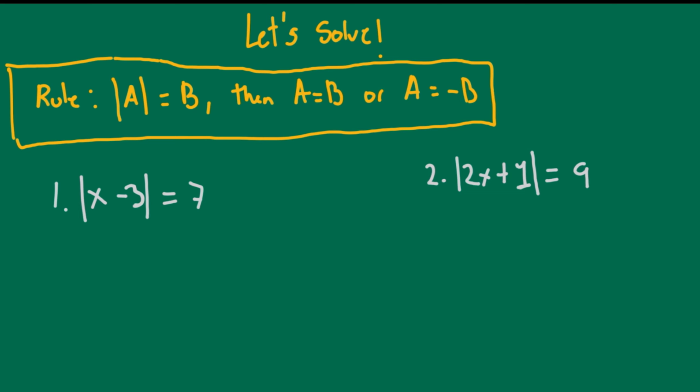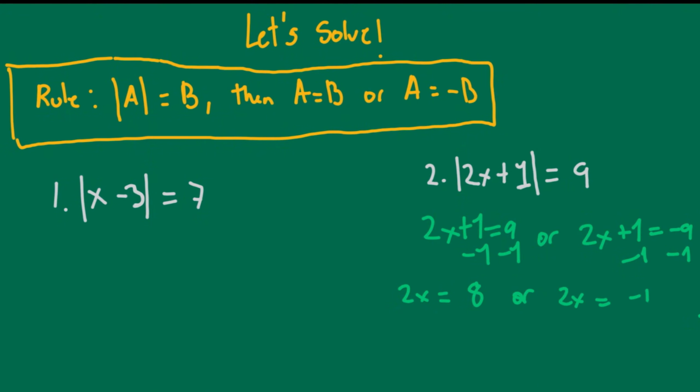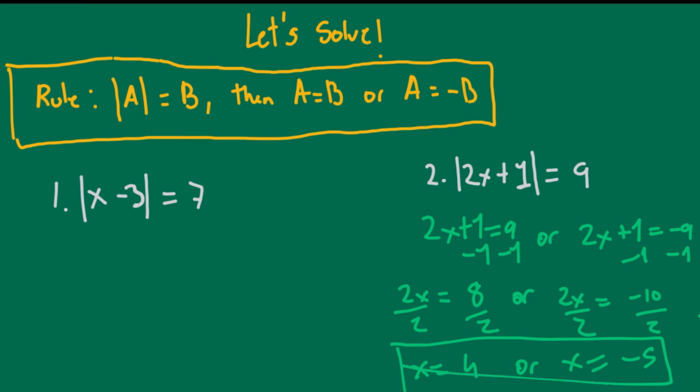Okay, for the next problem, same thing. 2x plus 1 is equal to 9, or 2x plus 1 is equal to negative 9. Now just do any normal steps. So 2x will be 8, or 2x is equal to negative 10, divided by 2. So x would equal 4, or x would equal negative 5. That's going to be your answer.